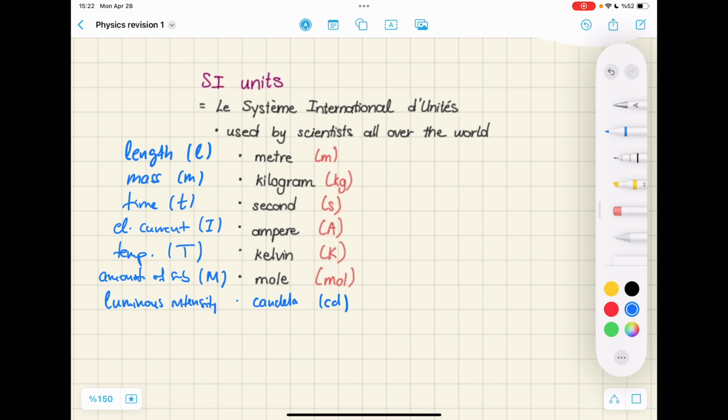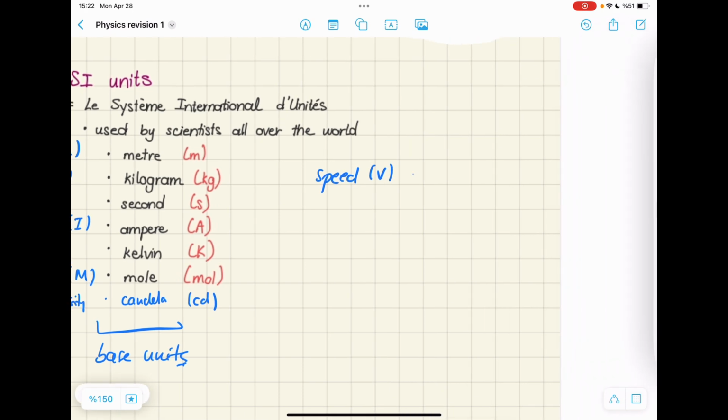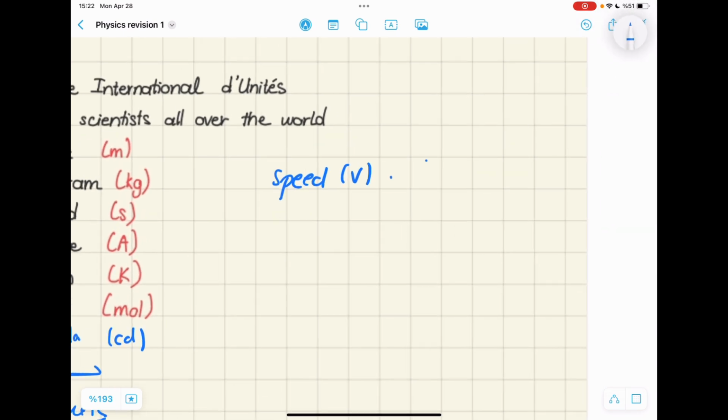Okay. So basically, why are these SI units important to us? They are representing base units, which we are using to measure anything and everything in this world. However, sometimes you will have a different physical quantity, such as speed. Speed is usually V as a symbol, and its unit usually is meter over second.